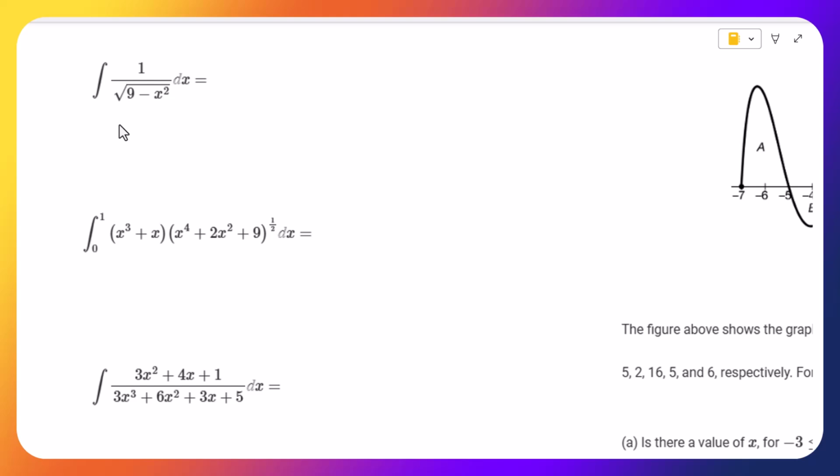Okay, well, we want this 9 to become a 1. How do we do that? How do we get that 9 to become a 1? It's a very unintuitive thing to do, but we are going to factor out a 9 out of this thing here.